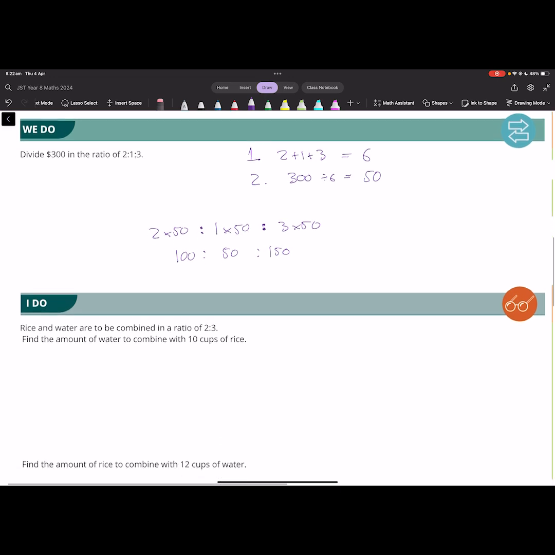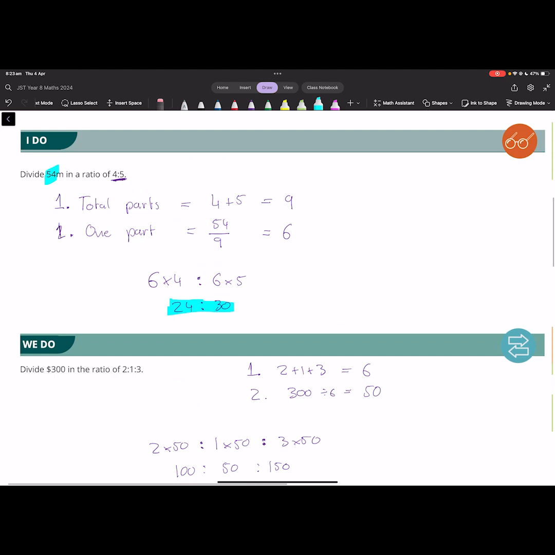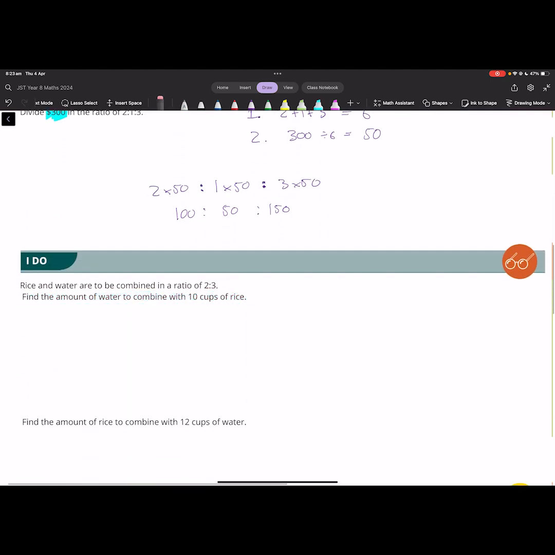A slightly different variation of this question can give you information that is not the total. So in both of these questions, we had the total amount of money, we had the total amount of meters. Whereas in this question, we only know the amount for the cups of rice. We don't know the total amount of water and rice together, but we know that we have 2 cups of rice for every 3 cups of water. So our step 1 is just going to change a bit here.